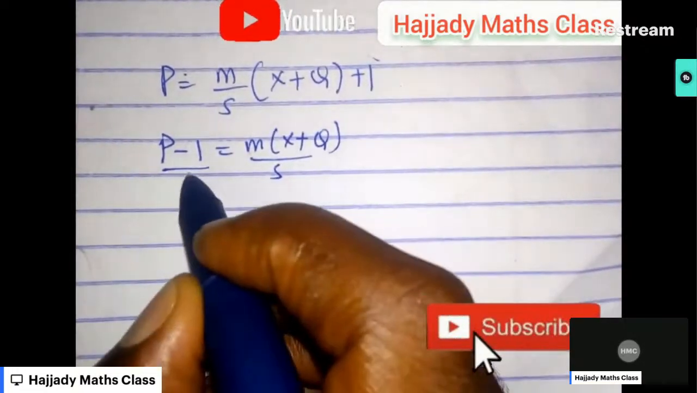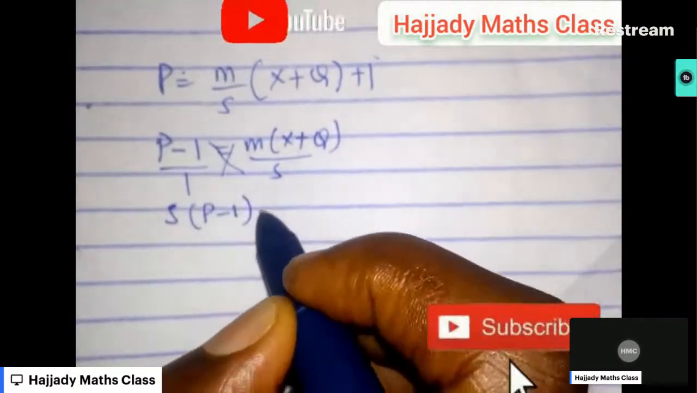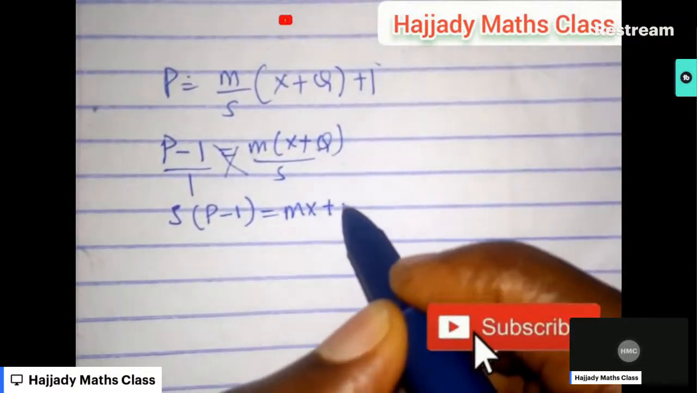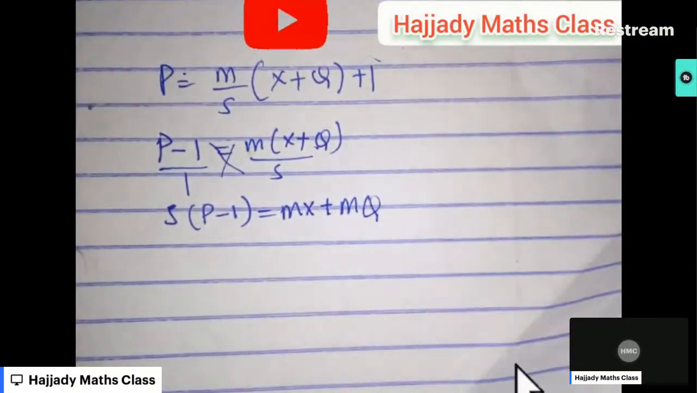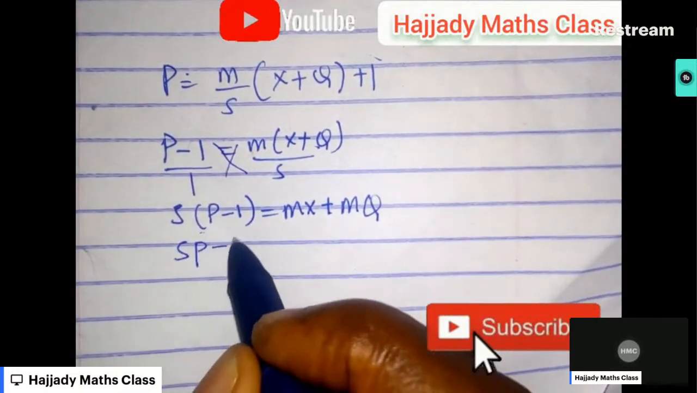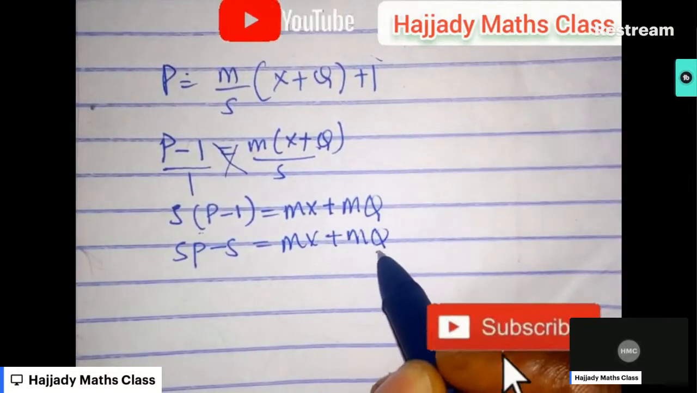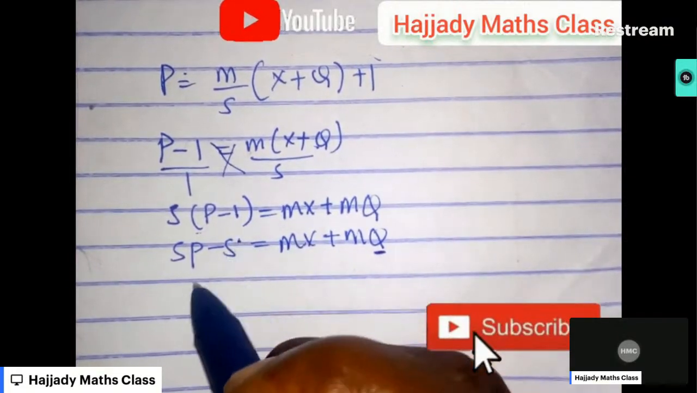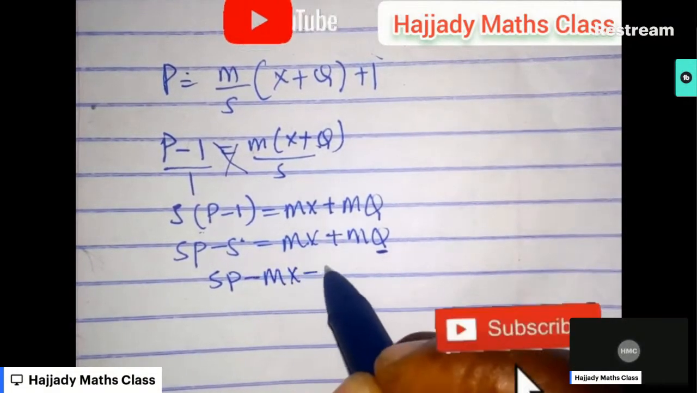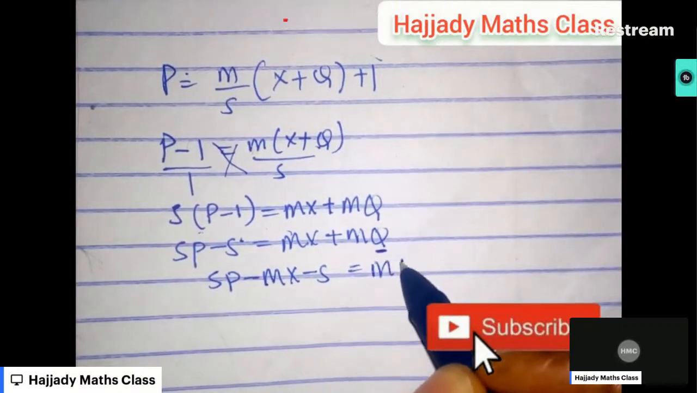The next thing for us to do is to cross multiply. So here we have S into bracket P minus 1 equals, you can expand this, MX plus MQ. After that, you can open your bracket. We have SP minus S equals MX plus MQ. We are making Q the subject of the formula, so you can move this to the left hand side. Here we have SP minus MX minus S, this coming to this side becomes negative, equals MQ.